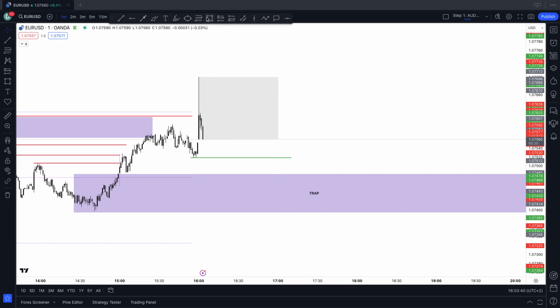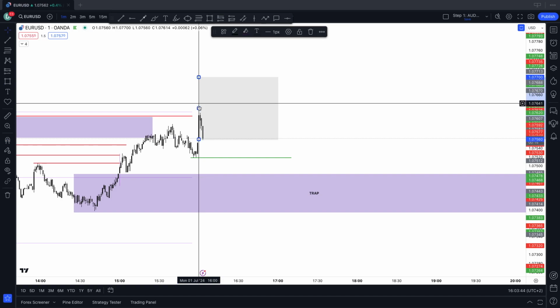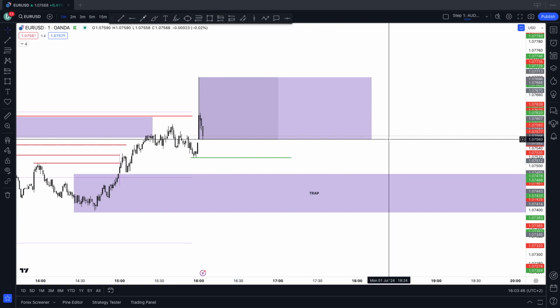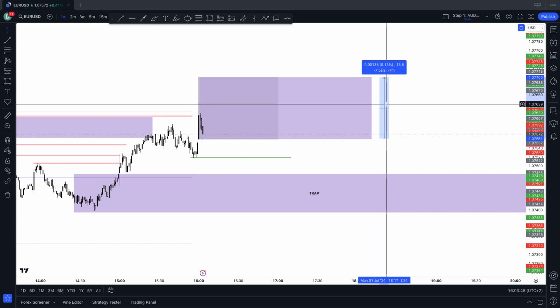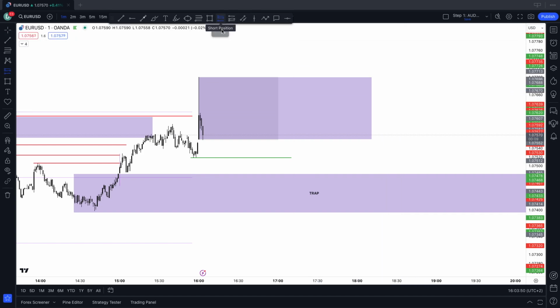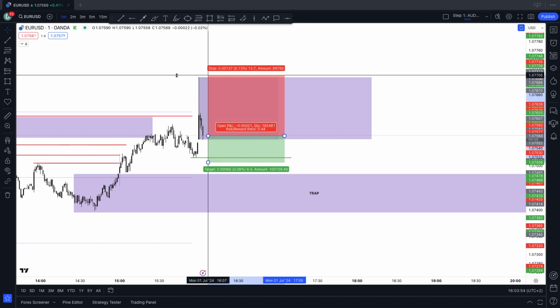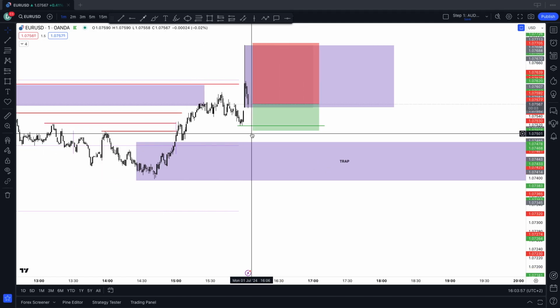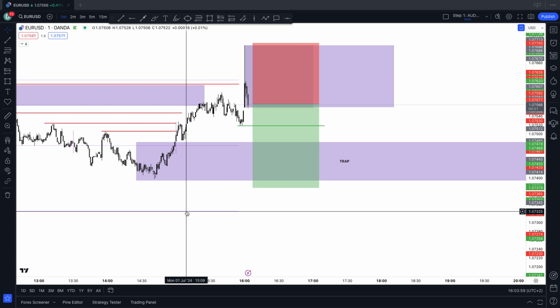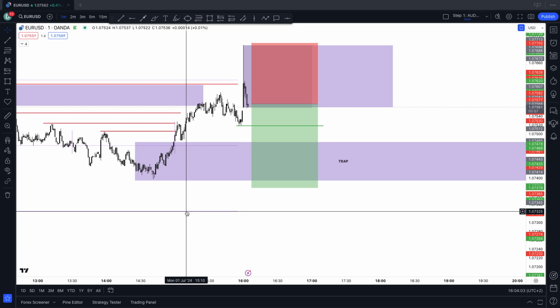And then, quite honestly, the entry would be here. This is our zone. It's big. What you can do sometimes is, in this case, I just have to lower my risk a little bit. Instead of doing a 20 lot position, I'd have to do a 10 lot position because it's just half of what I usually risk.